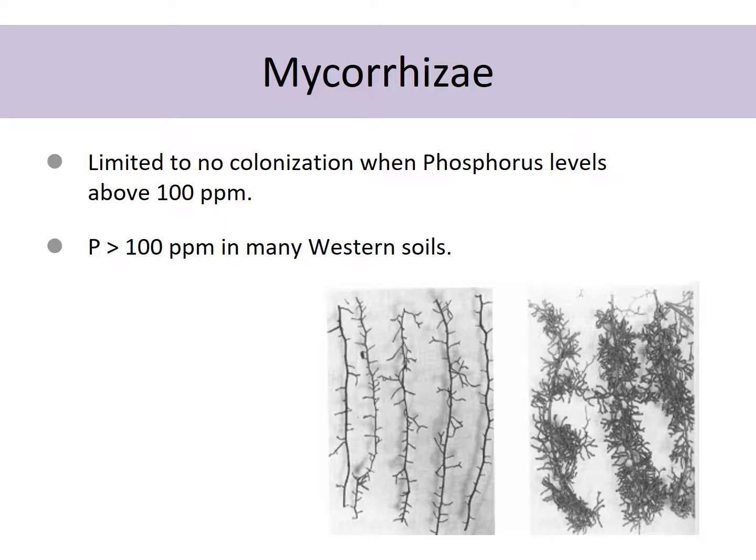There are some things that limit the relationship between mycorrhizae and plants. One big limiting thing can be phosphorus levels in the soil. If they're above about 100 parts per million, there is limited or no colonization of plant roots by mycorrhizae. In many western soils, phosphorus levels are naturally above 100 parts per million, so that's worth keeping in mind.